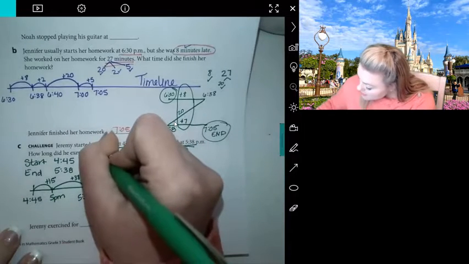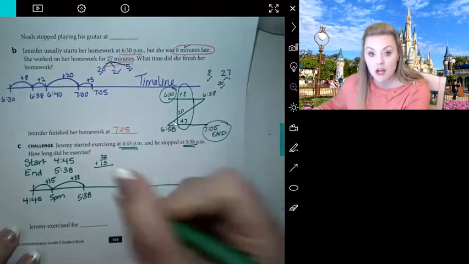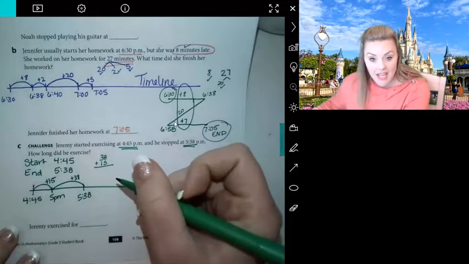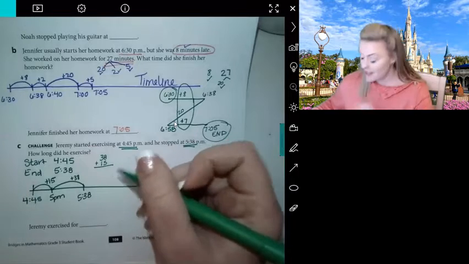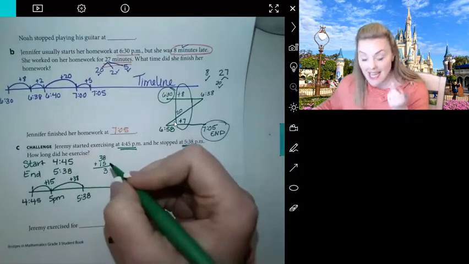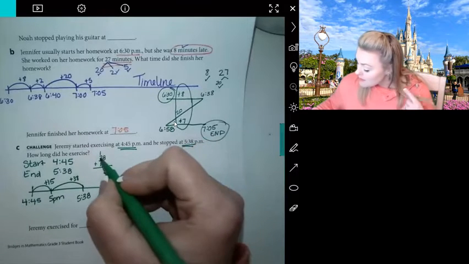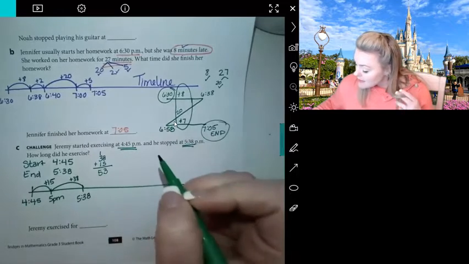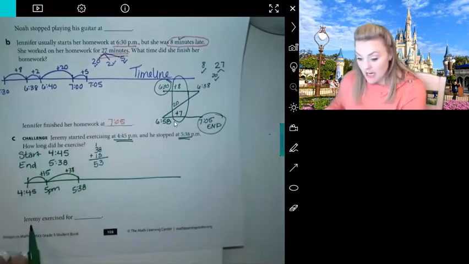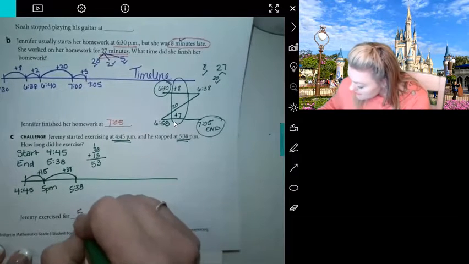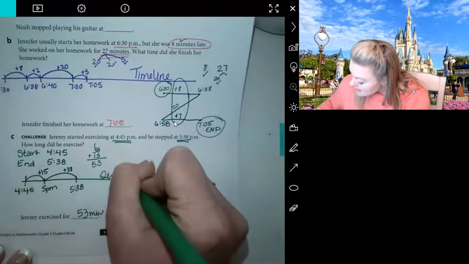So I'm going to add 38 plus 15, and I'm going to practice using my algorithm here. We're going to start in the ones place. 8 plus 5 is 8, 9, 10, 11, 12, 13. Very good. So we put down the 3 and we carry the 10. All right, now let's look at our tens place. We have a 1, a 3, and a 1. So that would be 3, 4, 5. So we would have 53 minutes of elapsed time. So how long did he exercise? Jeremy exercised for 53 minutes. So that's using our timeline.